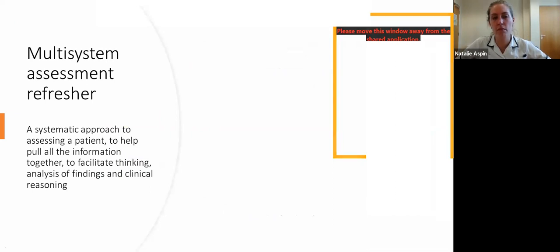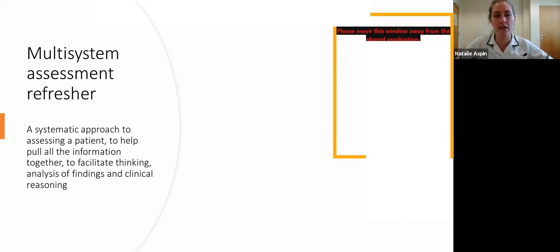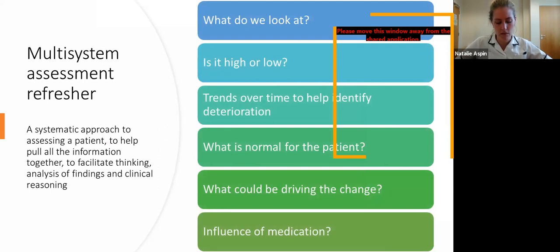So, multisystem. Most people will be familiar with the elements of multisystem, but we're going to run through it because it helps us manage our patients and clinically reason what's happening. A multisystem is a systematic approach to assessing a patient. It helps us pull all the information together and facilitates thinking and analysis of our findings and our clinical reasoning. So what do we look at? We look at our observations. Are they high? Are they low? What are the trends over time? What's normal for the patient, and is how they're presenting different to that? We start to consider what's driving a change, if something has changed outside the normal parameters, and whether there is any influence of medication as well.